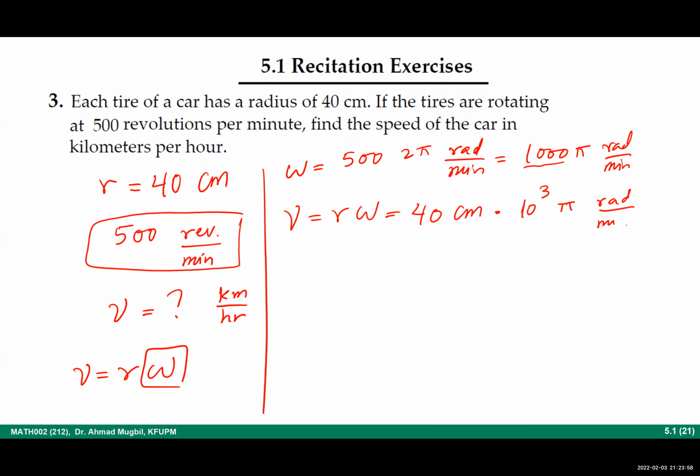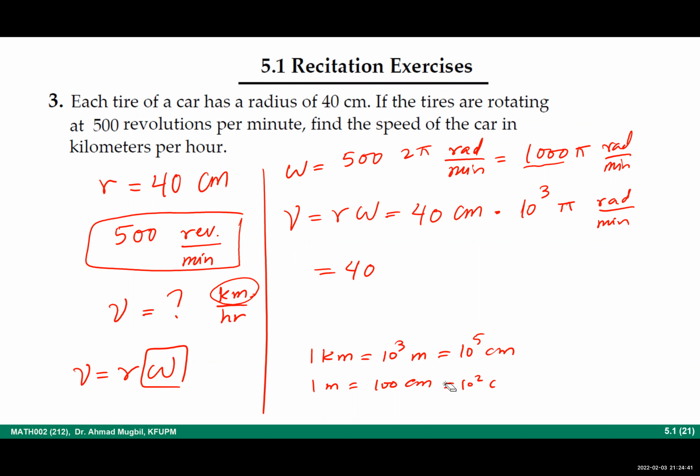Now we need to think about the units. Unfortunately, we have centimeters here and we want kilometers. We have minutes here and we want hours. So we need to convert the centimeters to kilometers. Do you remember the relationship between them? 1 kilometer is 1,000 meters, which can be written as 10 to the power 3 meters, in scientific notation. Do you remember the scientific notation from MATH001? Now, 1 meter is 100 centimeters, which is 10 to the power 2 centimeters. So 1 kilometer is 10 to the power 5 centimeters.